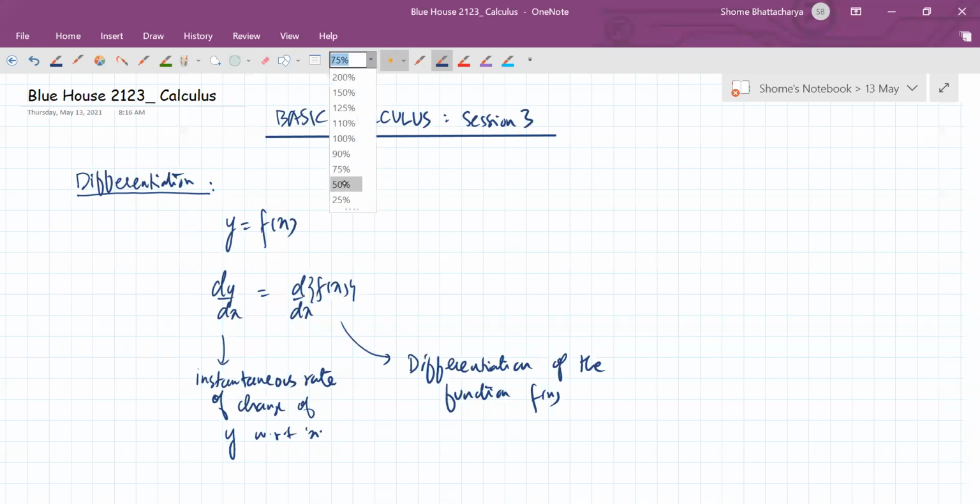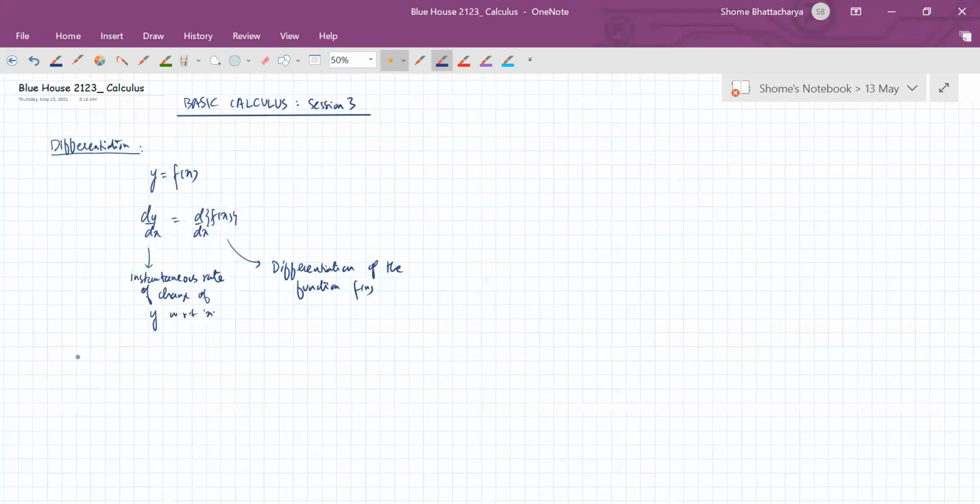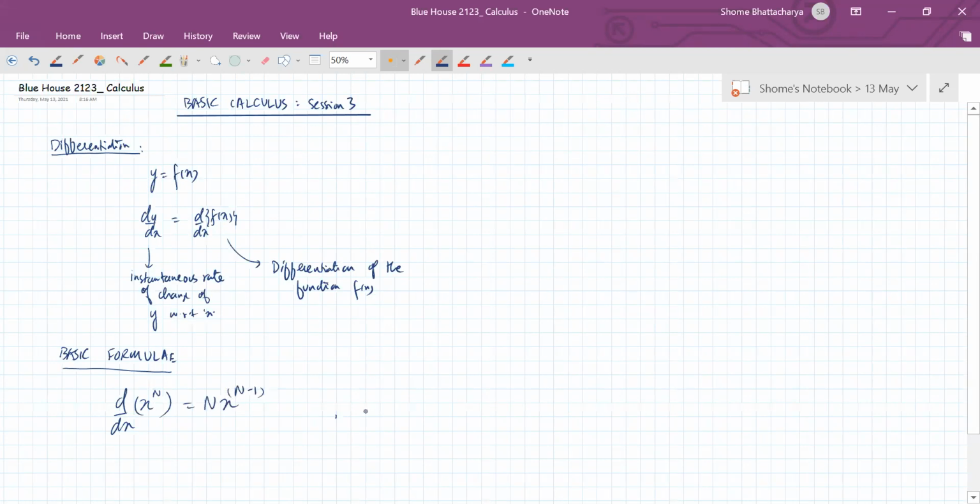Now we had seen the operation of differentiation, the basic formula for differentiation. That differentiation of x to the power n is given by n into x to the power n minus 1. Okay. And also differentiation of any constant is equal to 0.